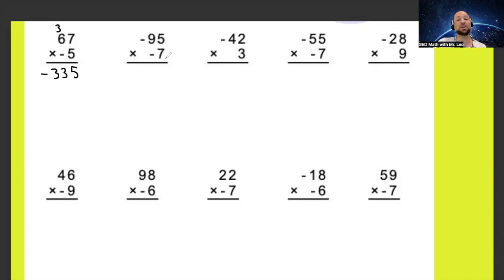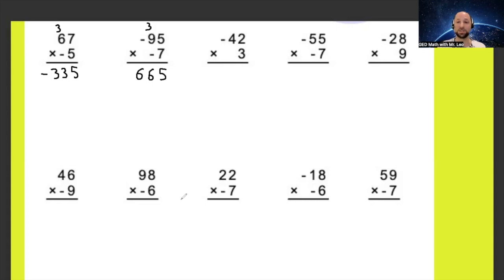So let's multiply here. 7 times the 5 is 35. We put the 5 here and carry the 3. Now we do 7 times the other digit. 7 times 9, that's a tough one. That's 63. Add the 3, that makes 66. Final answer is positive, leave it alone.